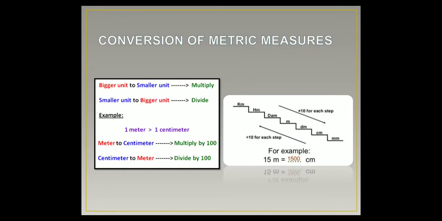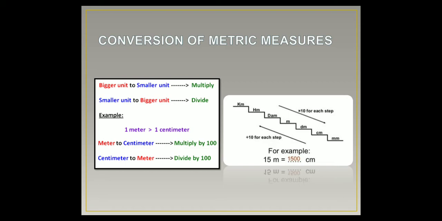Understood? Fine. Now how to convert a metric measure? It's very simple, just follow the method. You know which is the large unit and which is the small unit, right? Milli is the smallest and kilo is the largest unit. If I'm going to convert a bigger unit to a smaller unit, I need to multiply. If I'm going to convert a smaller unit to a bigger unit, I need to divide. Clear? So for example, let's take 15 meter. I need to convert it to centimeter.